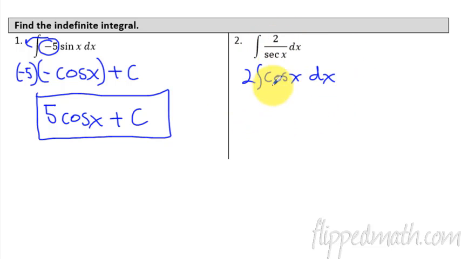So this was a reciprocal identity, and then we get 2 times, now what is the integral of cosine? That would be sine x plus c, and there's our answer.